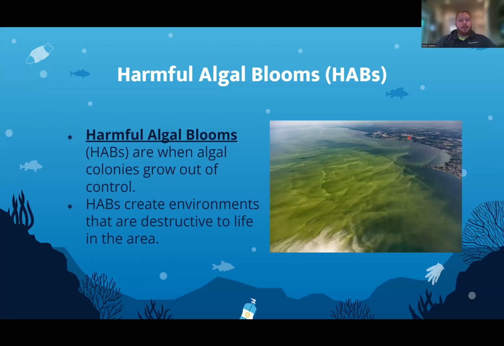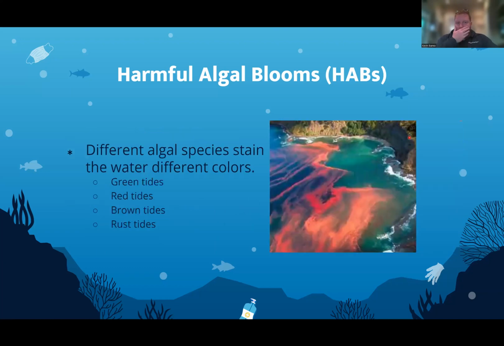Okay. So first up, harmful algal blooms, or HABs for short, are these massive outbreaks of algal colonies. It's when algae grows out of control. Usually, they are pretty devastating to the environment for a number of different reasons. It really depends on what type of algae we're looking at. We have green tides, red tides, brown tides, and rust tides, and these all refer to the different species of algae that is staying in the water.